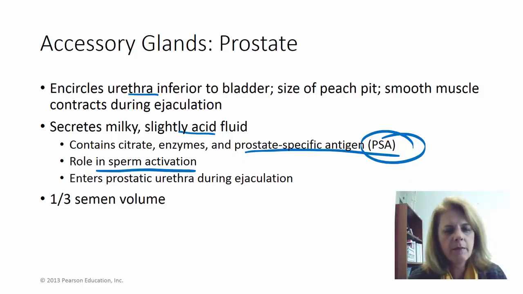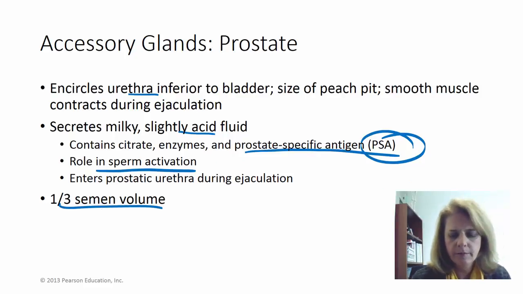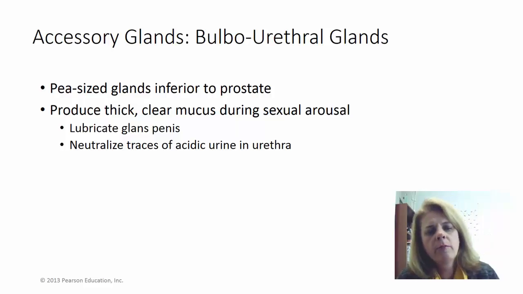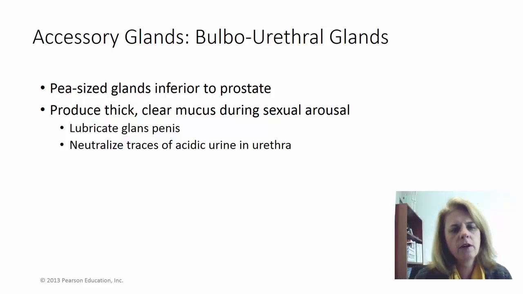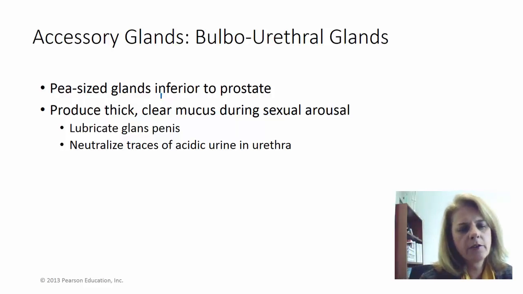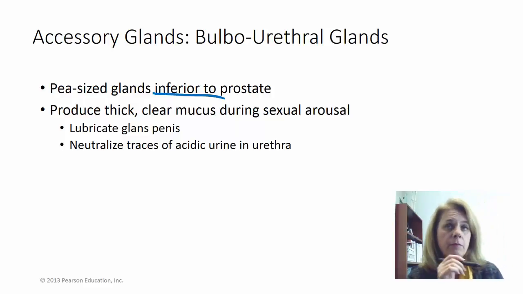The prostate makes about a third of the semen volume. Now you have the bulbourethral glands, two pea-sized glands just behind and below the prostate, and they make a thick, clear mucus during sexual arousal. This is prior to ejaculation.